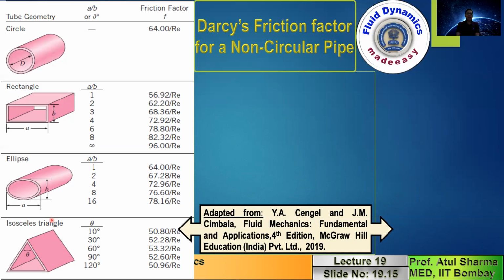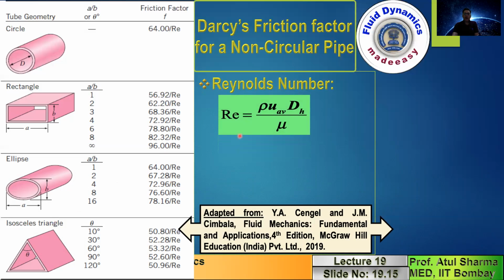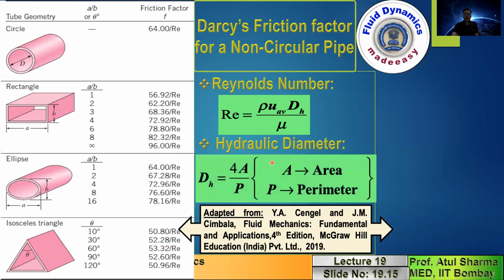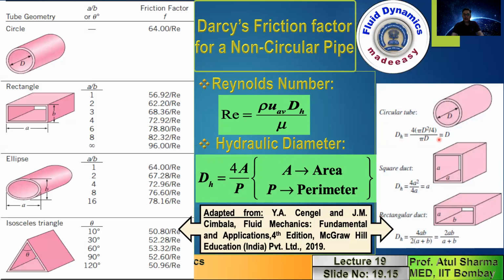which is given in terms of 4 times the cross-sectional area divided by the perimeter. So for the Reynolds number for a non-circular pipe, the characteristic length scale is called the hydraulic diameter, and that hydraulic diameter is expressed as 4 times the cross-sectional area divided by the perimeter. Just to give you an example, for flow in a pipe, the area is pi by 4 d squared and the perimeter is pi d. And if you take the ratio, you get Dh equals D.